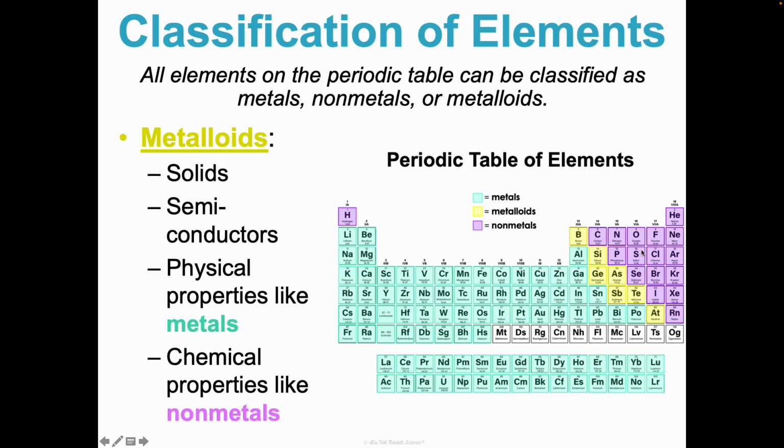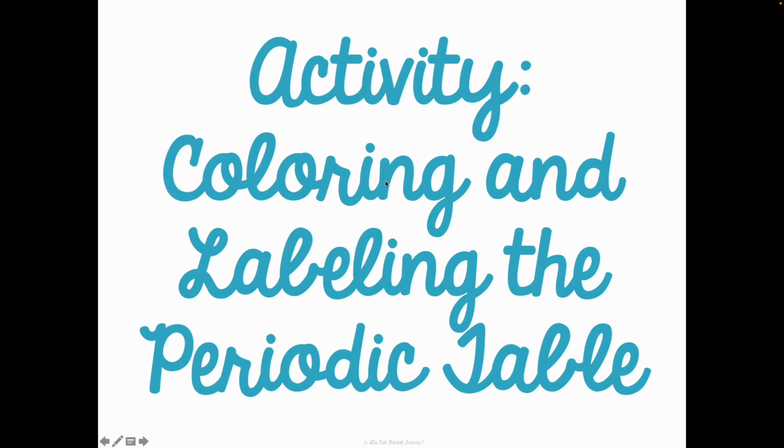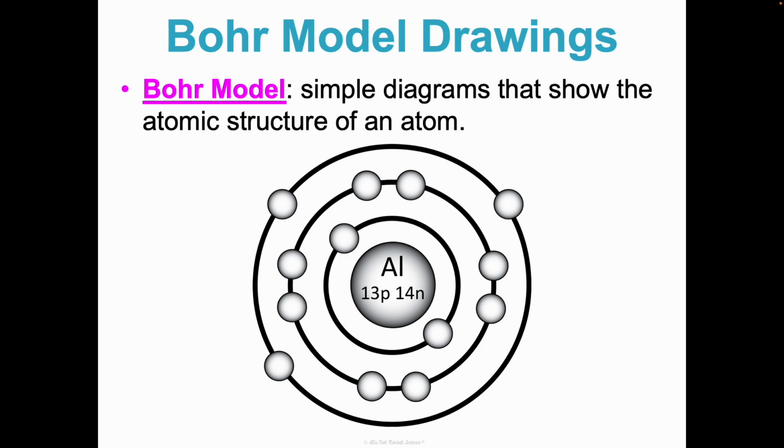We are going to be getting familiar with this arrangement. So in class right now, we're going to pause and make sure that we're coloring and labeling a periodic table so you can keep track of all of these trends we learned about. But I have one more thing I wanted to show you how to do in these notes before I let you go, and that's Bohr model drawings. A Bohr model is just a simple diagram that shows the atomic structure of an atom.